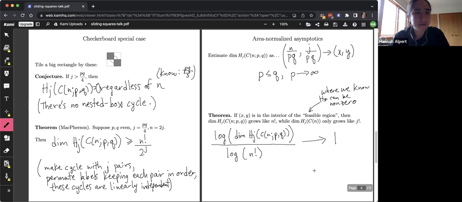So it's sort of not a very fine estimate, but it does show that similar to this checkerboard special case, we get a lot more homology, or a lot more homology classes that are different even though they would be the same if we had the whole plane to work with. So that's our new theorem. And I guess I'll stop for questions.